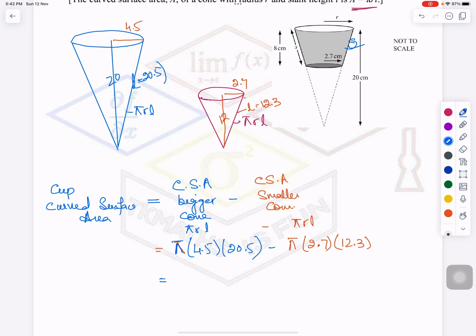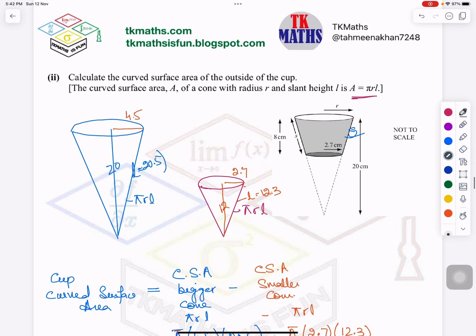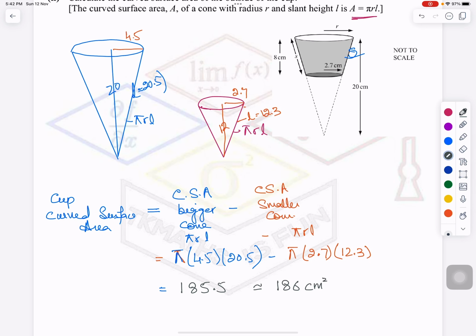So now if you use the calculator carefully, which I'm going to use now, it is coming around 185.5. So approximately you can take it for 186 centimeter, because we are talking about here what? Curved surface area. So square will come here. So I hope you understood what I have done.